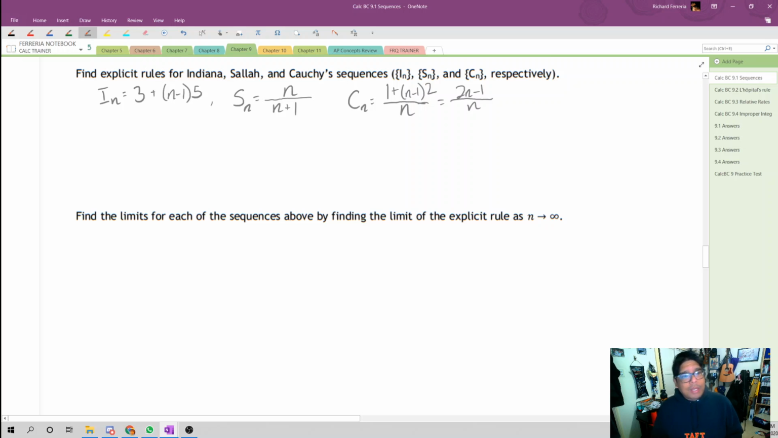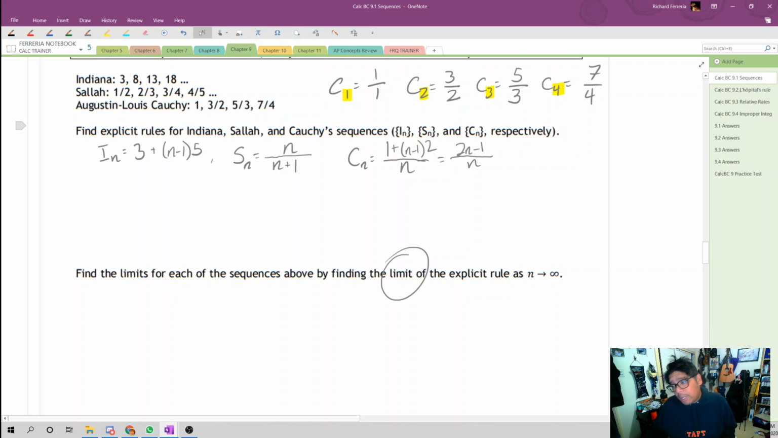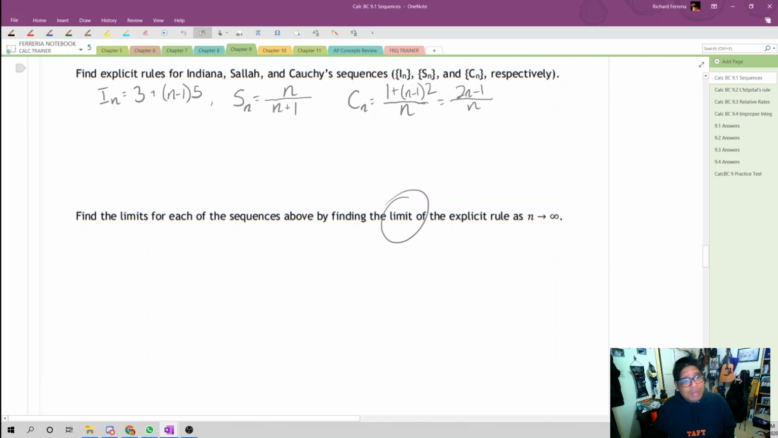Now, I don't think that you probably would have imagined that limits would be coming back into existence, but they are. If we take a look at Indiana's sequence, it just keeps growing and growing, and it doesn't stop because it keeps increasing by 5 units every time. So what we would say about Indiana's limit, the limit as n approaches infinity of In is the same as the limit as n approaches infinity of 3 plus n minus 1 times 5, and that's equal to infinity.